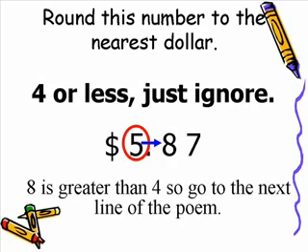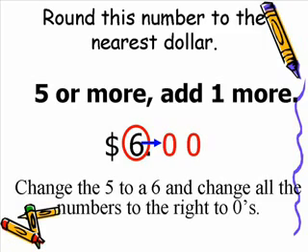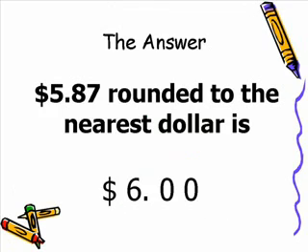8 is greater than 4, so go to the next line of the poem. 5 or more, add 1 more. So since 8 is greater than 5, we're going to add 1 to the 5 that is circled in the number. So the 5 becomes a 6, and we change all the numbers to the right to zeros. And so our answer is $5.87 rounded to the nearest dollar is $6.